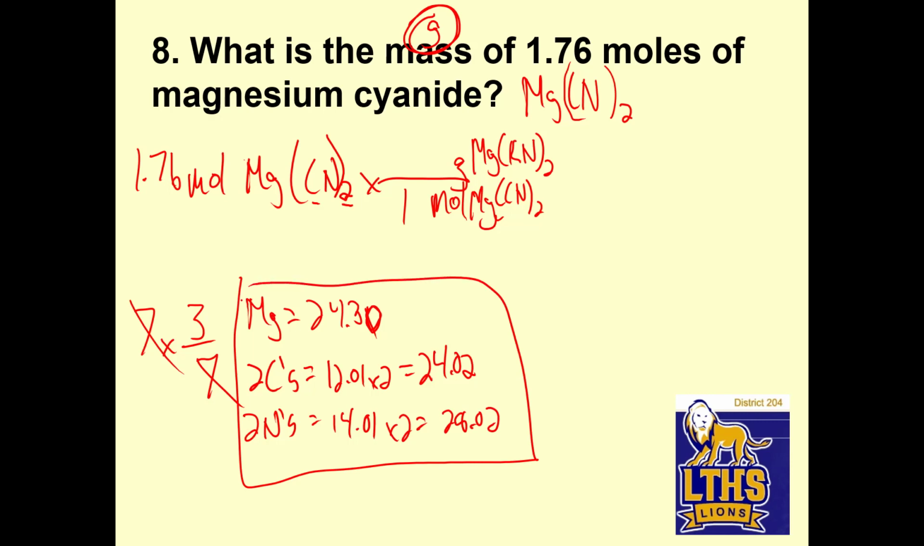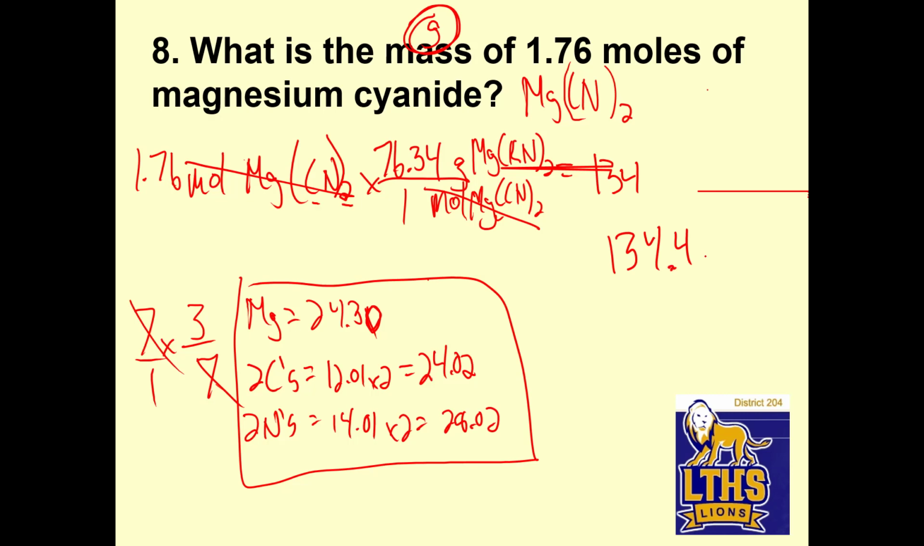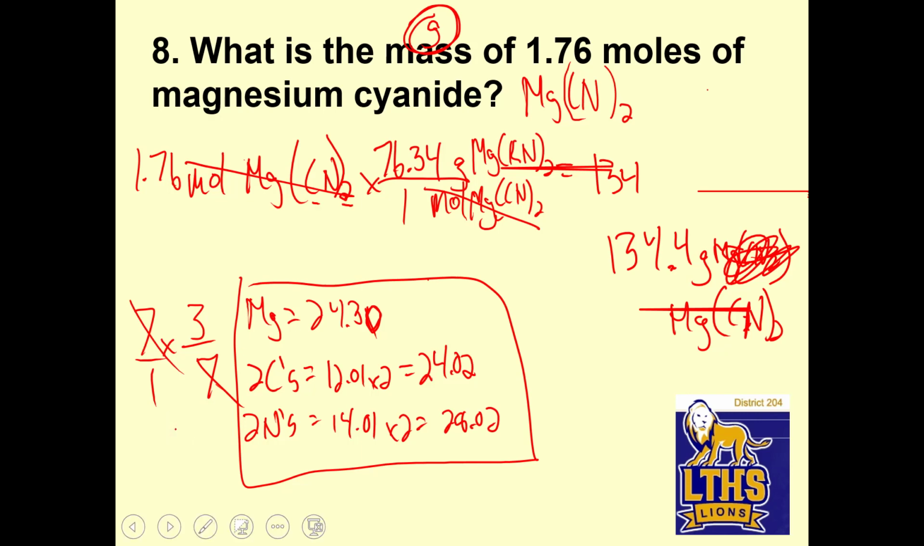This is the only work in chemistry you don't need to show. Typically, they give you the molar masses, just to be honest with you. But I didn't. So 24.3 plus 24.02 plus 28.02 is 76.34. So that means there's 76.34 grams in a mole. So when I do this, notice how moles of Mg(CN)2 will cancel, just like the 7 cancels here. So I'm going to take 1.76 times 76.34. I'm getting my answer of 134.4 grams of Mg(CN)2. It won't let me write very well today. All right, so I'll skip that. I think you got it.